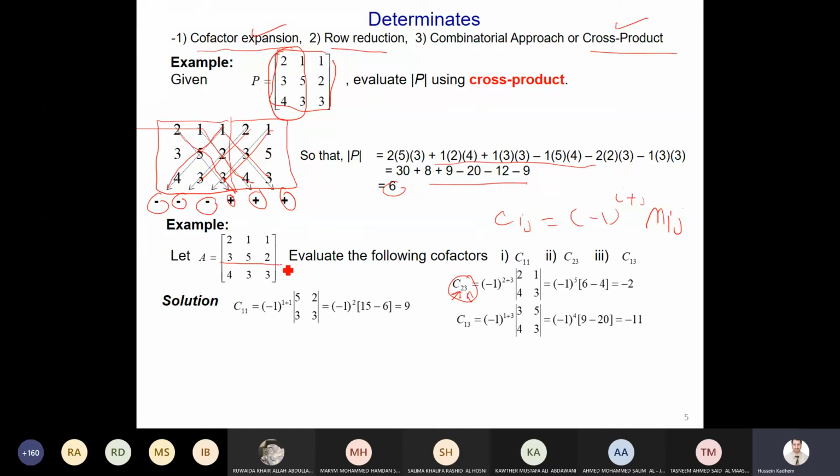C2,3 means row number 2, column number 3. So this is row number 2, this is column number 3. So we are talking about this value. We will say (-1) to the power 2 plus 3. Since these have to be hidden, what is left? 2, 1, 4, 3. Now do the determinant to find the final answer. For each element there is a cofactor.